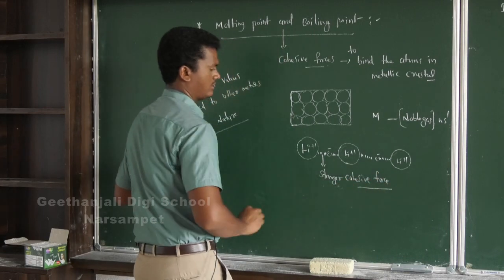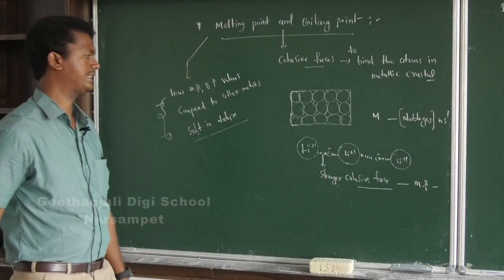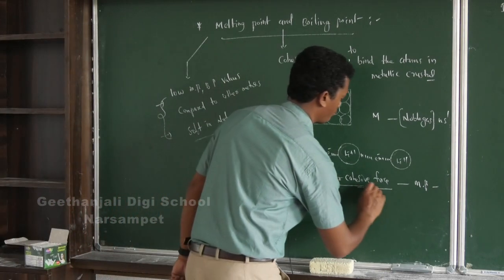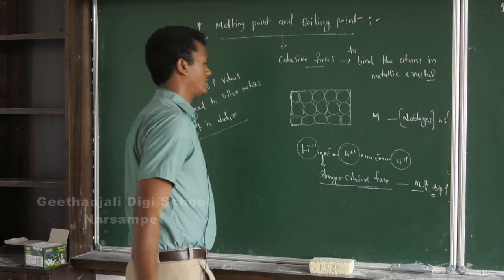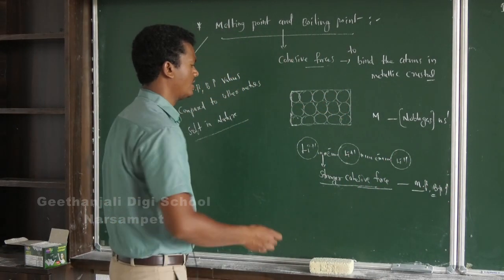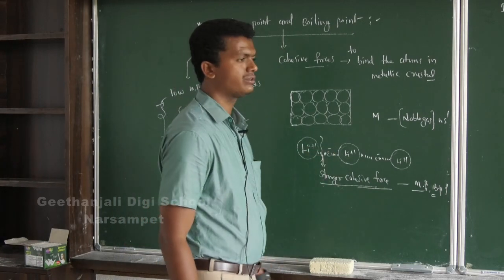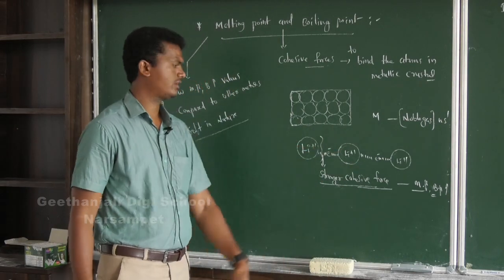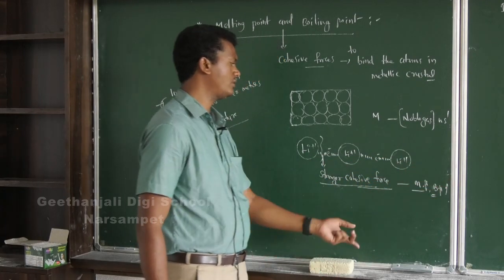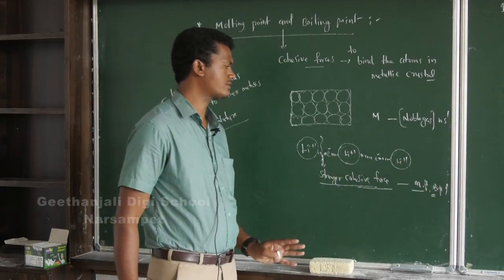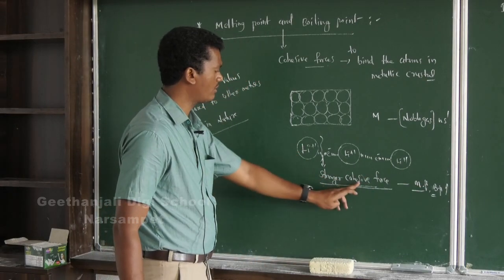This cohesive force decides the melting point and boiling point of the respective metal. If the cohesive force is stronger, the MP and BP values will be higher for the respective alkali metal, because if the force is stronger, more energy is required to convert it into liquid form, which requires the melting point, and to convert from the liquid phase to the gaseous phase we require the boiling point. The MP and BP values depend on these cohesive forces.